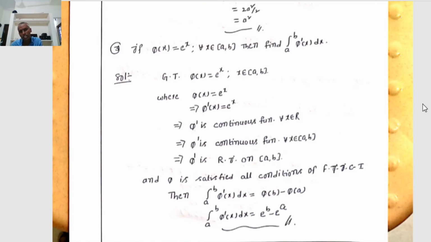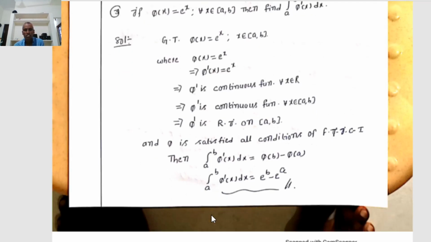Therefore, where phi is continuous, differentiable and phi dash is Riemann integrable, that is, phi satisfies all conditions of the fundamental theorem of integral calculus 1, then integration a to b g dash of x dx equal to g of b minus g of a, where g means phi. That implies integration a to b phi dash of x dx equal to phi of b minus phi of a, where phi of x equal to e to the power of x, that implies phi of b equal to e to the power of b, phi of a equal to e to the power of a. That implies integration a to b phi dash of x dx equal to e to the power of b minus e to the power of a.